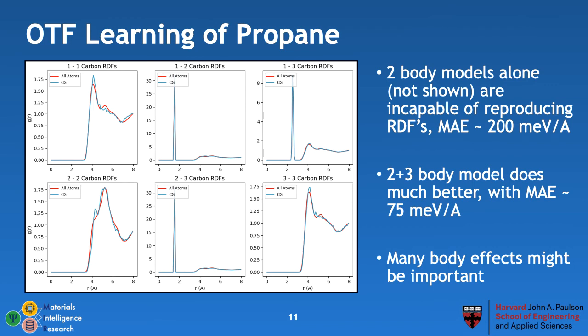We can, however, see that the 2 plus 3 body model is quite capable of capturing the salient features of the all-atom system. Here, the mean absolute error of the model sits around 75 MeV per angstrom. We note that the artifacts in some of the plots may be a result of the need for a more many-body potential, as it is often the case that coarse-grained potentials quickly become many-body upon integrating out degrees of freedom.